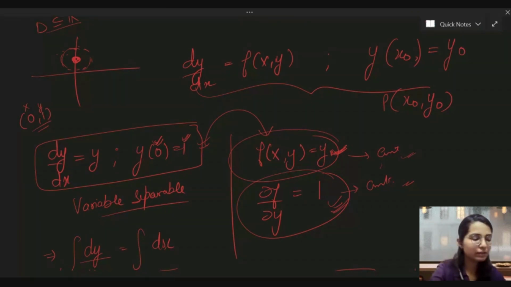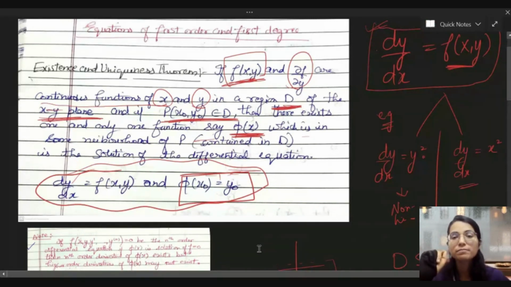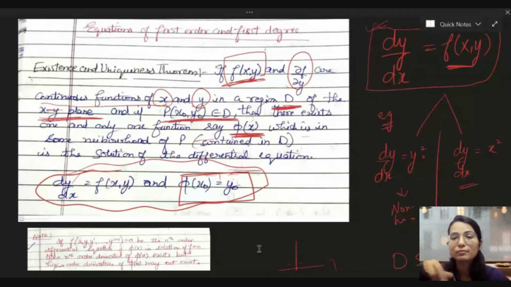For example, I will give you an example. If you are clear up to this point, I will give you another example showing that for a differential equation, these conditions might not hold, but it can still have a unique solution, or maybe a solution could exist.